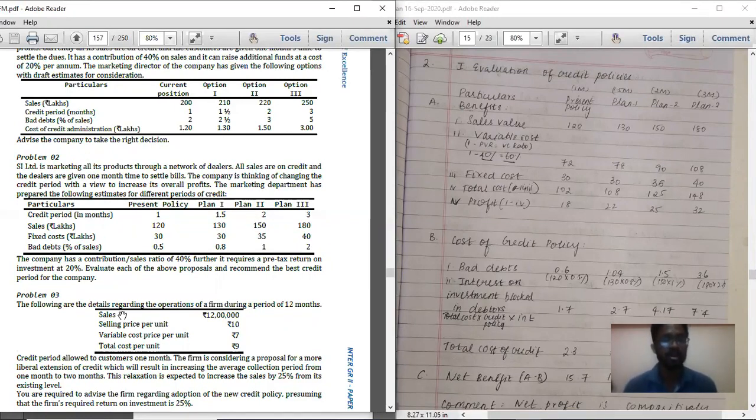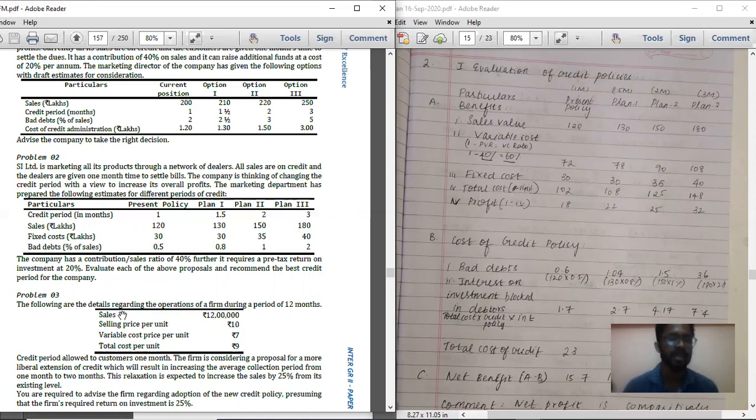What is given in the tabular column? Particulars: credit period 1 month, 1.5 month, 2 month, and 3 month. Sales 120, 130, 150, and 180 lakhs. Fixed cost which you are going to incur for the different policies: 30, 30, 35, and 40. And bad debts are 0.5%, 0.8%, 1%, and 2%. So this is the different information they have given. And the company has a contribution sales ratio of 40%. Simple. The contribution ratio, that is the profit volume ratio, is 40%.